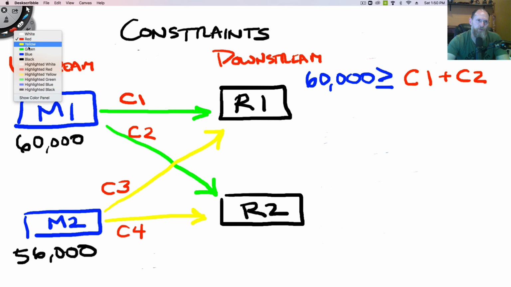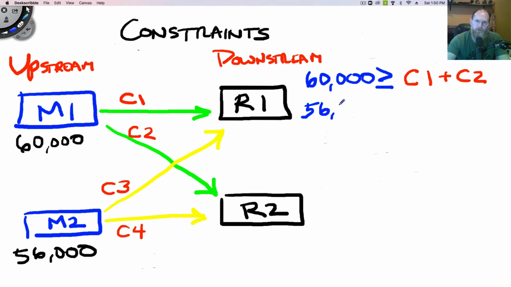Now we'll do our second one, which is really just dealing with manufacturer 2 in this model. So we're going to take that 56,000. And again, our capacity has to be equal to or more than what we ship out. Can't ship out more than what we produce. And so we ship out of manufacturer 2 this amount and this amount. So we have C3 plus C4. Now here's what I was talking about earlier. Our alligators are facing upstream. See that alligator right there?